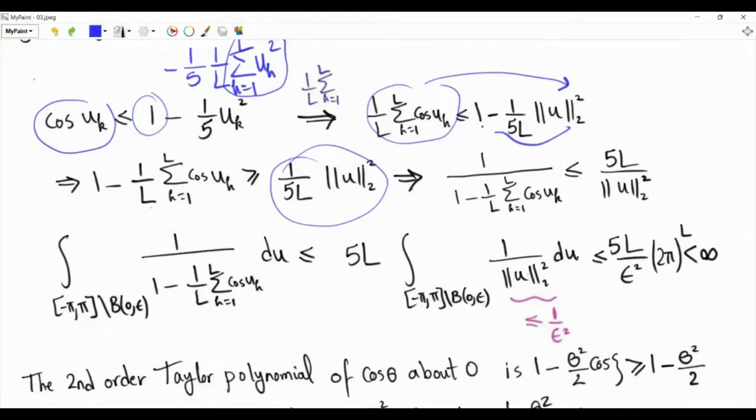Now, what is this integral? We do not really need to evaluate it exactly. We know that this integration avoids the ball with radius epsilon, which means that over the domain of integration, the L2 norm squared of any u vector will be greater than or equal to epsilon squared. Thus, the reciprocal of the L2 norm squared is less than or equal to 1 over epsilon squared. And then the integration itself can be upper bounded by 2 pi to the power L. Everything here is finite.